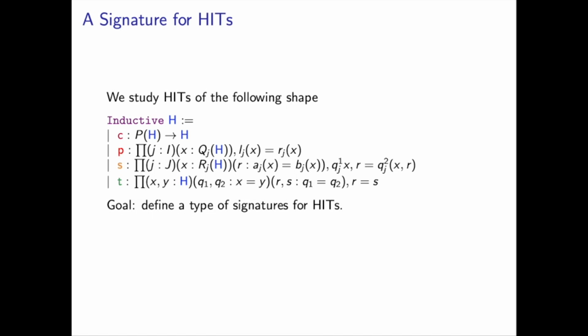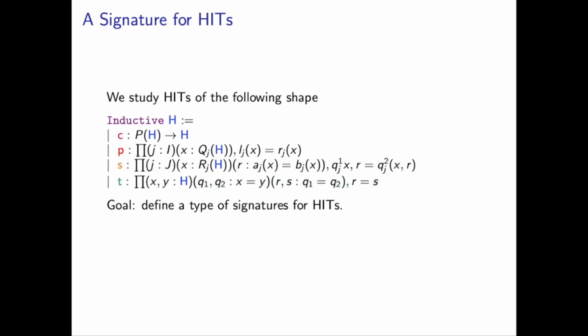In this talk we are interested in higher inductive types of the following shape. First of all, there's a point constructor. Second of all, there's a path constructor. Third of all, there's a homotopy constructor. And lastly, we have a constructor which says that the type is one-truncated.